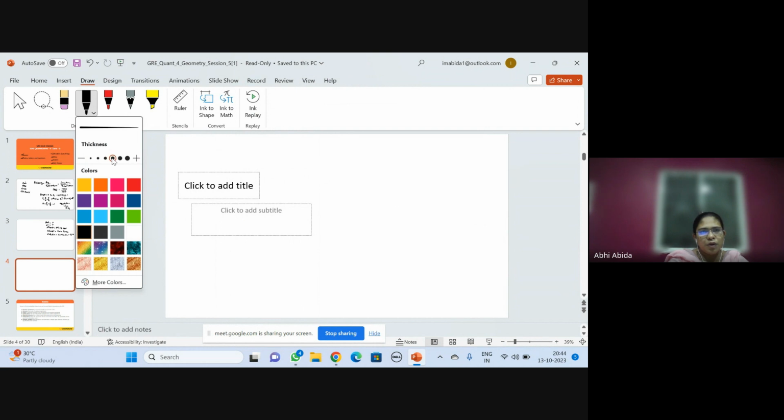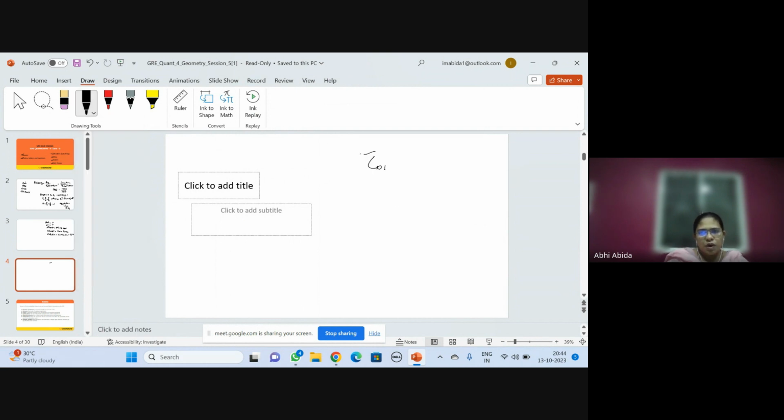If I talk about coins, how many faces will a coin have? A coin has two faces. Whenever a coin is tossed, the question will be like, for example, two coins are tossed. What is the probability of getting head on both sides? So this is my question.